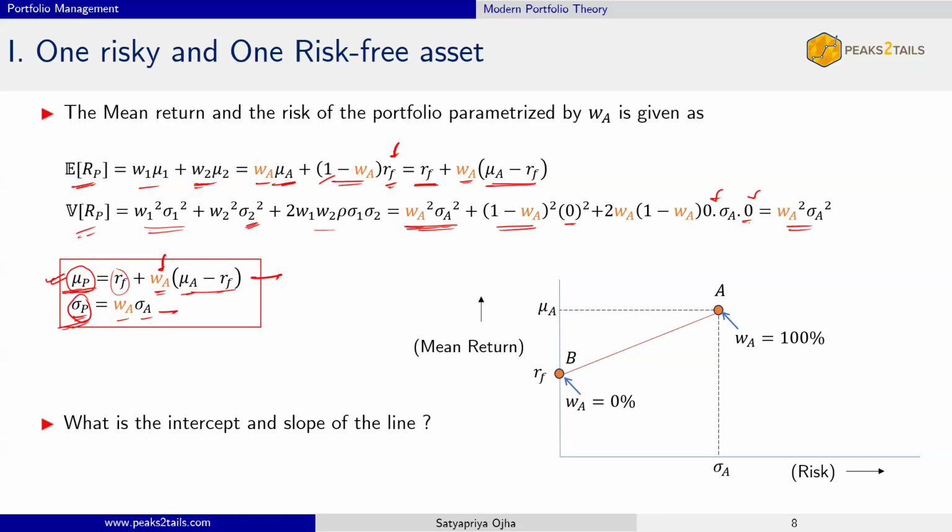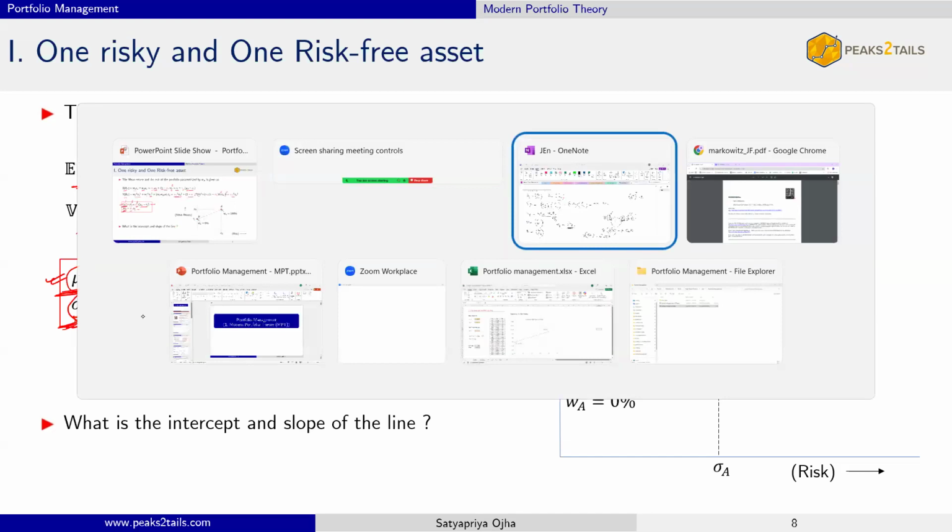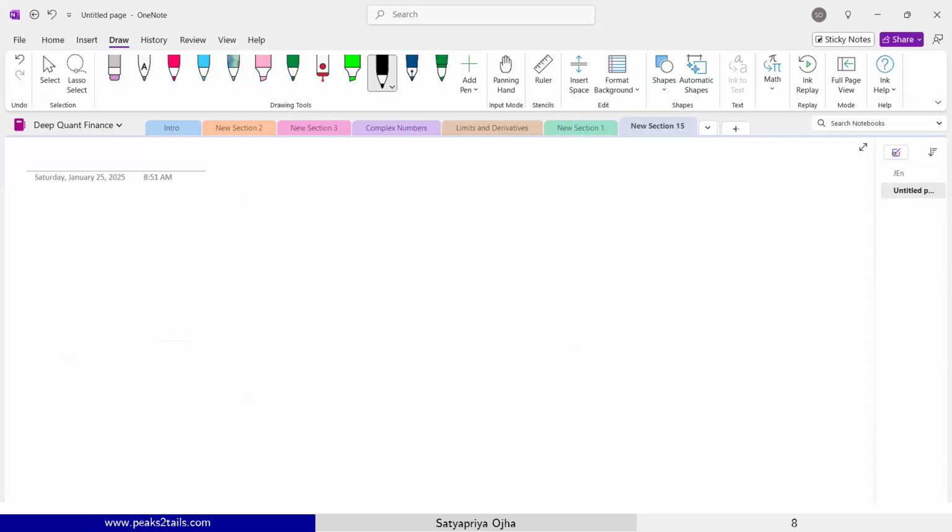Individually, we can see that mu, the mean return, is a linear function of WA, proportional. There is a constant term and a slope multiplied by WA. So if I change WA, the mean return grows linearly with respect to WA. Same with the standard deviation of the portfolio, which also grows linearly because it is just WA times sigma of the risky asset A. Now, I don't know if you have done this before: when you have x and y parameterized by some other parameter, how do you derive the equation?